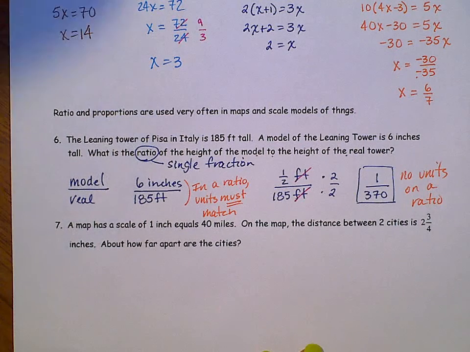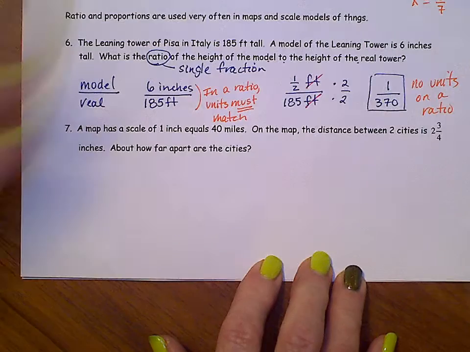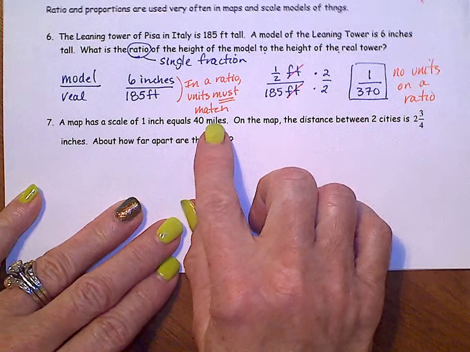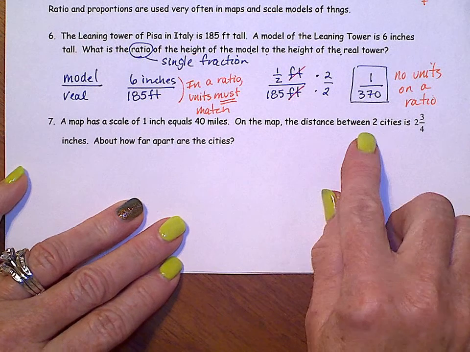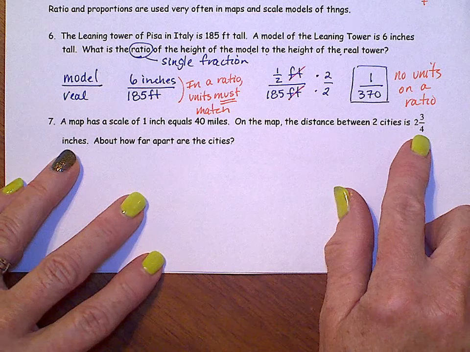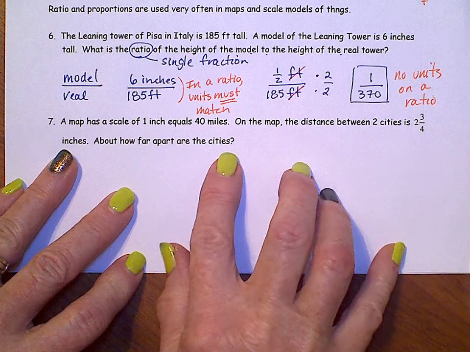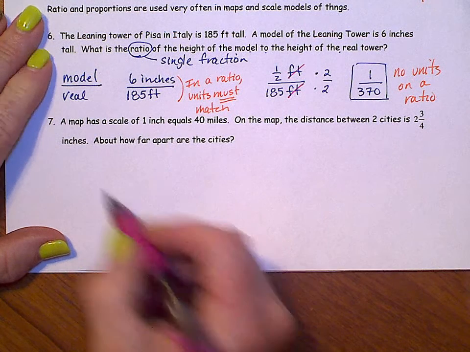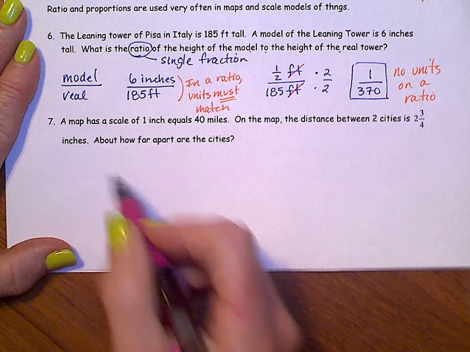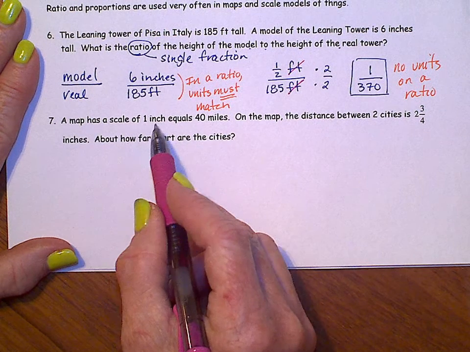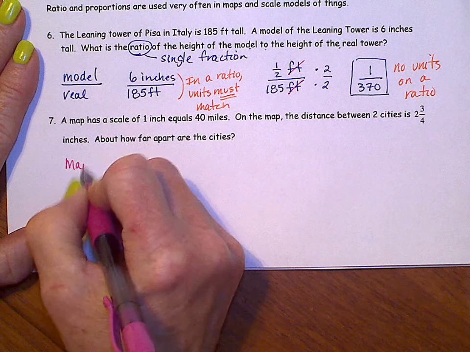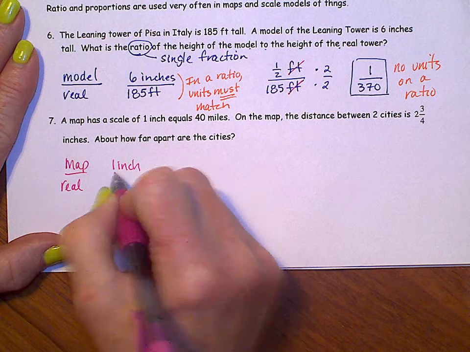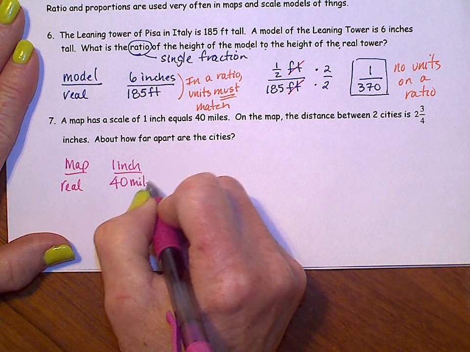All right, the next one, let's look at number 7. A map has a scale of 1 inch equals 40 miles. On the map, the distance between two cities is 2 3/4 inches. About how far apart are the cities? So again, when I set these up, I am going to write down what order I'm doing these in. A map has a scale of 1 inch to 40 miles. So the real thing is 1 inch to 40 miles.